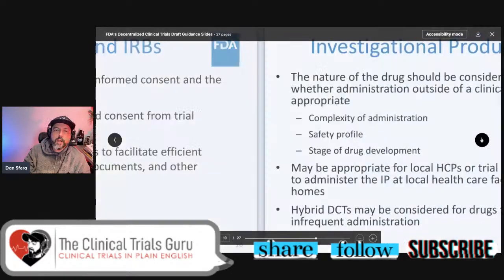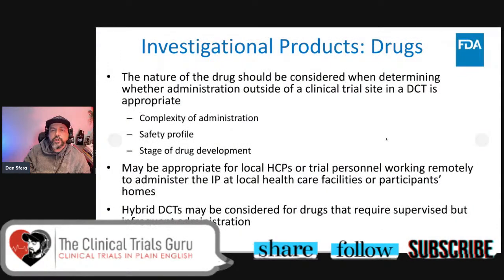Okay, so central IRB. The nature of the drug should be considered when determining whether administration outside of a site in a DCT is appropriate. Yeah. So we've been getting a lot of self-administered things, like all these weight loss drugs. It's not a secret, and they're meant to be self-administered. That makes sense. Initially it makes sense to train the patient on how to use it in the clinic, so probably a few in-person visits and then ship the IP to the patient's house.